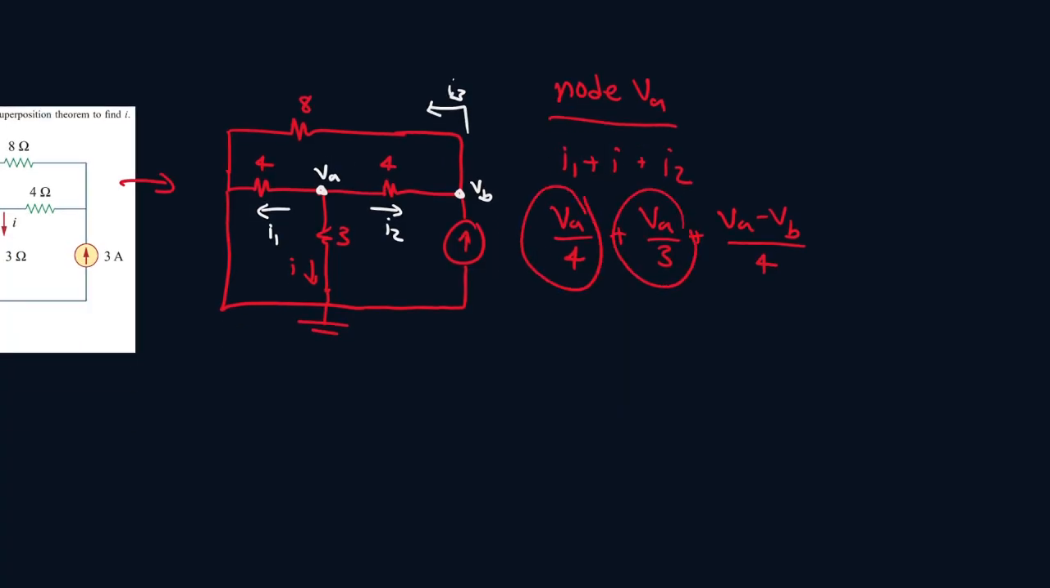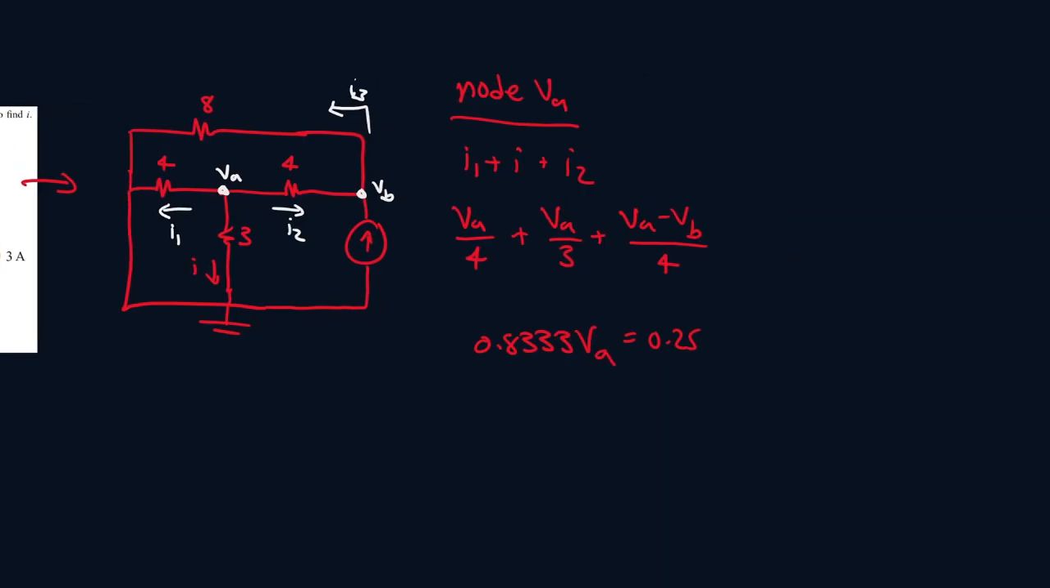Adding these ones all up, we get 0.8333 VA minus 0.25 VB equals 0. Let's bring this one to the other side, so 0.8333 VA equals 0.25 VB. Divide both sides by this value, we get VA is equal to 0.3 VB.